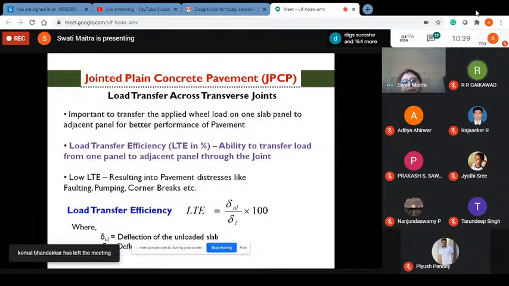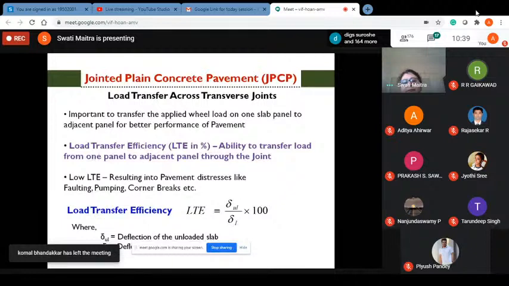And the dowel bars are coated with epoxy so that they do not rust easily. So it is coated with epoxy, and one side has a plastic cover. That means so that it can move. There may be a little movement because of thermal expansion or contraction. So to take care of that, it is covered with plastic sheet on one side.